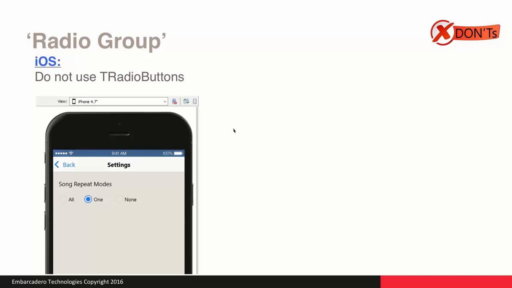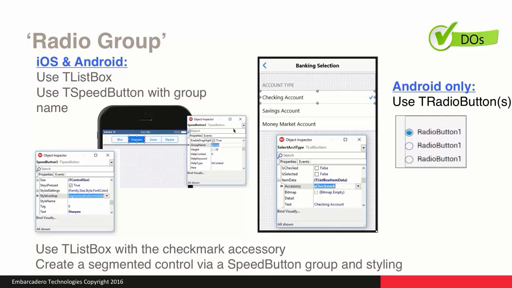Now, there is no concept of a radio group on iOS, so you should not be using radio buttons. Instead, for iOS and Android, you should use either a TListBox, as you can see in the banking selection screenshot here, and in that you can leverage the accessory of a check mark to set a check mark for any of the items that you're selecting. Or you could set up a TSpeedButton with the group name to set up a segmented control to allow the user to select an option. On Android specifically, you could also use radio buttons, as they are common on Android but not on iOS.